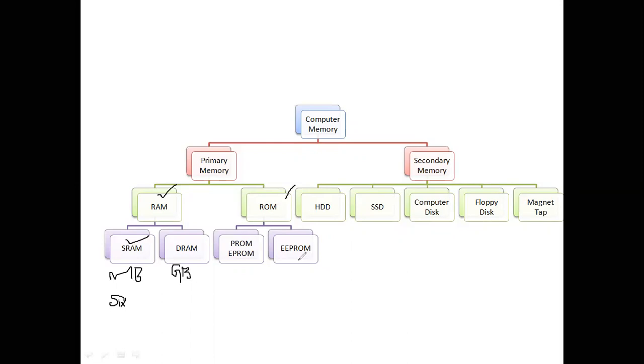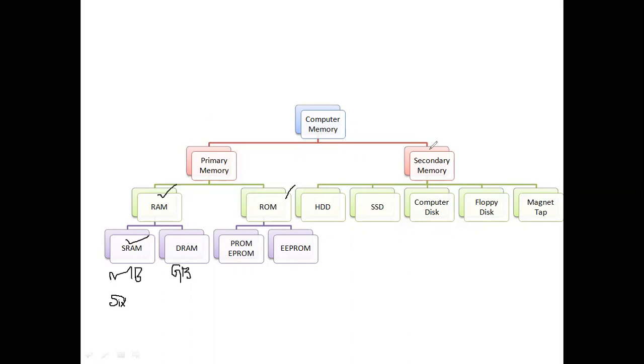And moving on to the next one, EEPROM. It is electrically erasable programmable read-only memory, and it can be updated, and it is usually used for editing any programs entered. This is the main classification of primary memory.